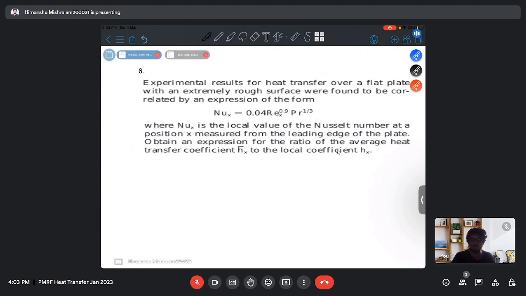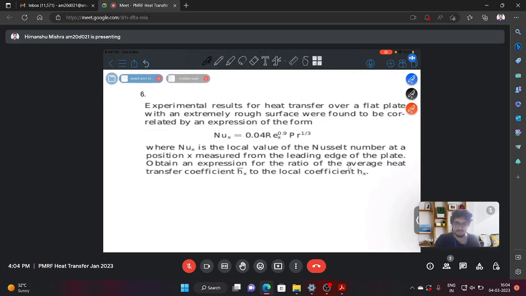So the experiment result for heat transfer over a flat plate with an extremely rough surface were found to be correlated by Nusselt number, which is given in terms of Reynolds and Prandtl number, where Nu_x is a local value of Nusselt number at a position x measured from the leading edge of the plate. And we need to find the heat transfer coefficient, average heat transfer coefficient.